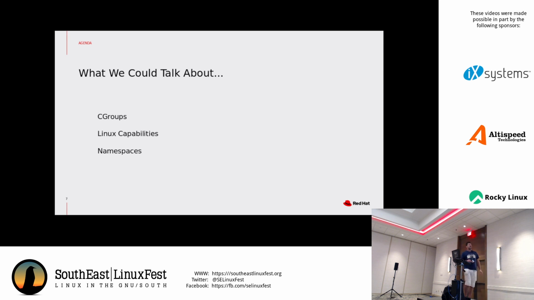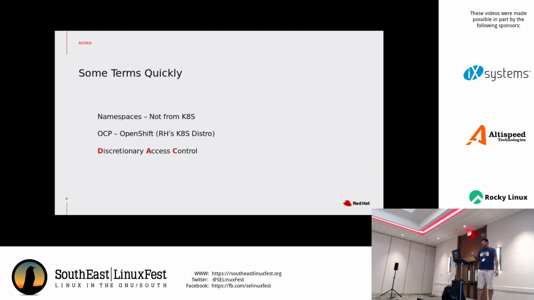Some of the things we could talk about are cgroups, Linux capabilities, and namespaces. I said could because I'm going to ask for your input. But before we start, there are a few terms you'll see in this presentation that I want you to be aware of. A lot of people come to this because they want to talk about containers and Kubernetes and orchestration. We're talking about Linux namespaces, not the namespaces from Kubernetes. You'll see an abbreviation here for OCP. This is OpenShift, Red Hat's version of Kubernetes. And you'll see DAC as an access control. It's discretionary access control, what Linux traditionally uses for file permissions. You don't need to know anything more than that, but you'll see that acronym.